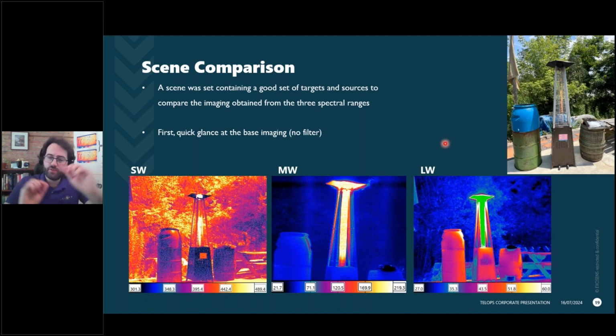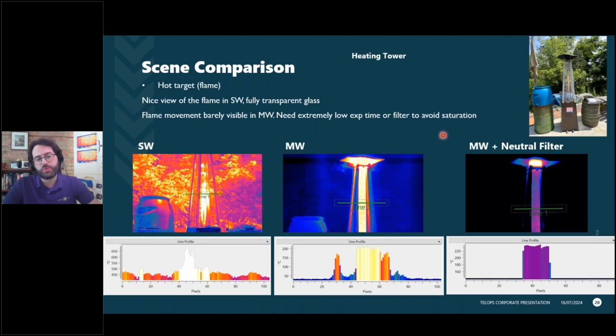So we have those different points that are different from one band to the other. We'll take a closer look at, let's say, the temperature that we're measuring in this case. So with the hot target being the flame, we can see that we have that 650 degrees Celsius. We have the glass being fully transparent in shortwave. We have also the reflection on those metal poles that we can see right here, going higher than the background.